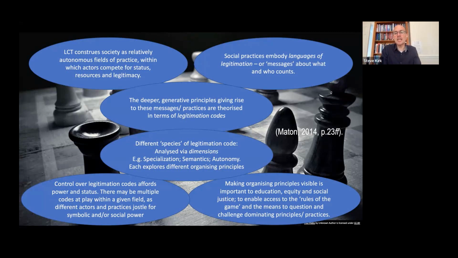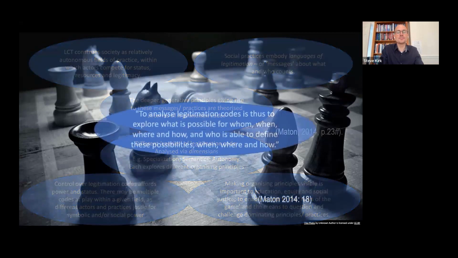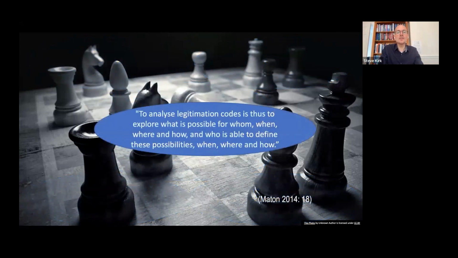the means to question, challenge the dominating principles, dominating practices, and perhaps where needed for equity, for social justice, for education, whatever, change those things for the better. So it's about making these things visible first as a basis perhaps then for improving things. So Carl Maton summarizes this quite neatly. To analyze legitimation codes then is to explore what's possible for whom, when, where, and how, and who is able to define these possibilities when, where, and how.